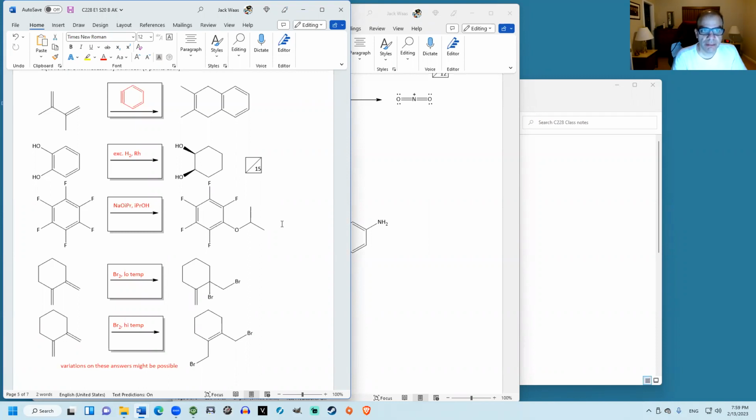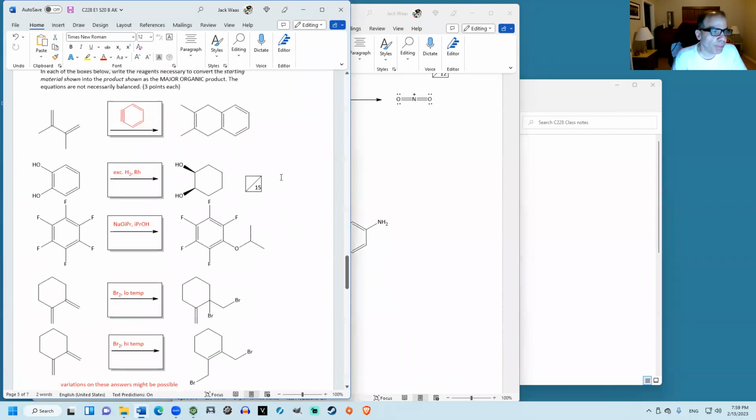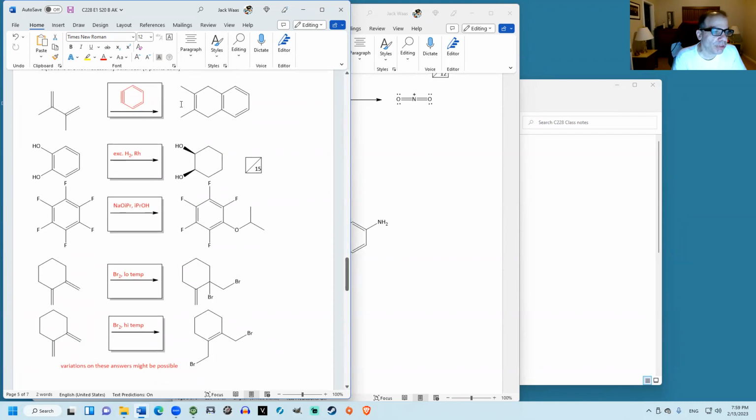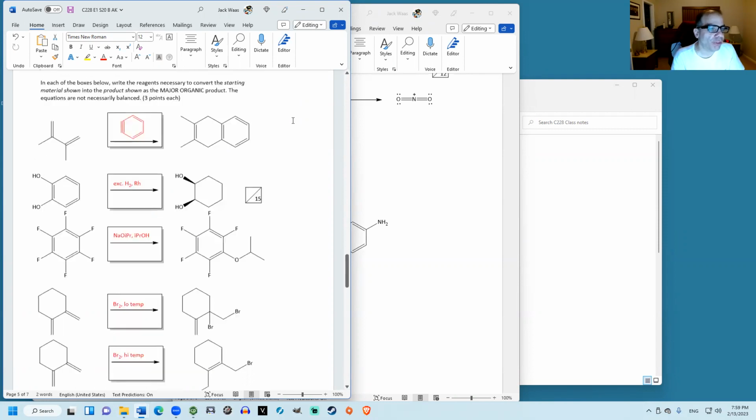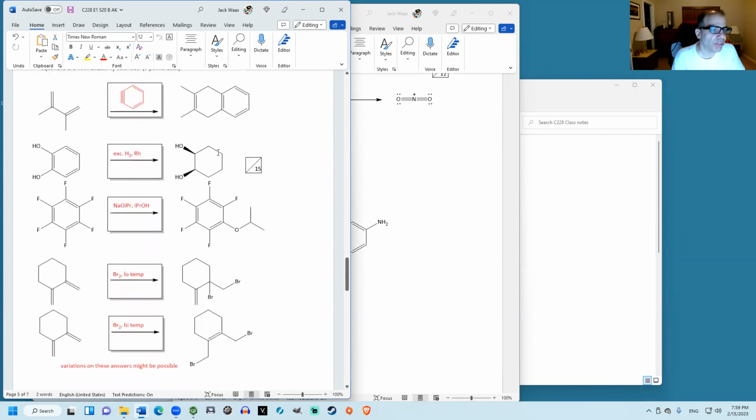Well, again, I've got a minute. I don't think there's any other questions on this page. This is a Diels-Alder reaction up here using benzene as the dienophile. We'll end with that. I'll make sure that we know what all these reactions are.